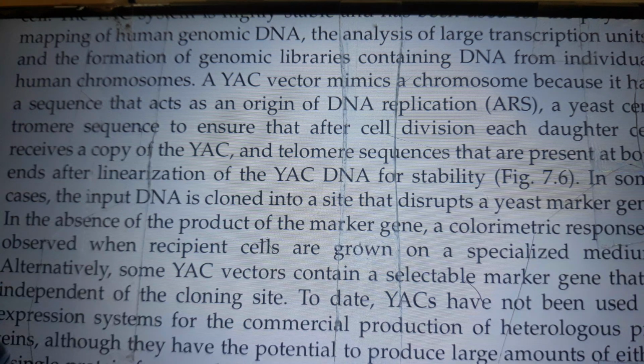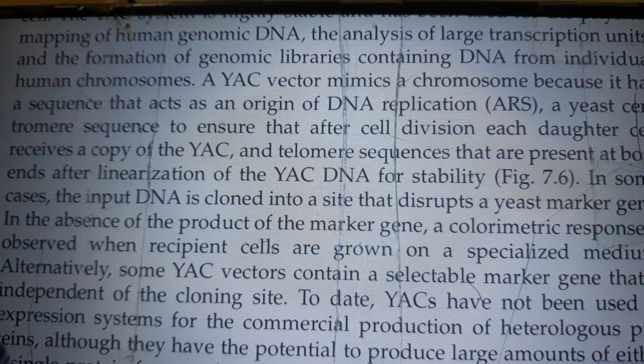A YAC vector mimics a chromosome because it has a sequence that acts as an origin of DNA replication, ARS, a yeast centromere sequence to ensure that after cell division, each daughter cell receives a copy of the YAC, and telomere sequences that are present at both ends after linearization of the YAC DNA for stability.